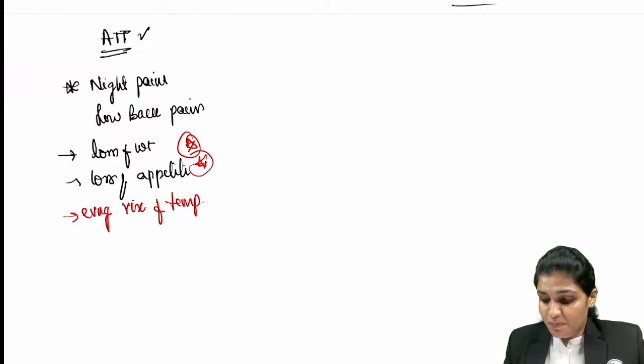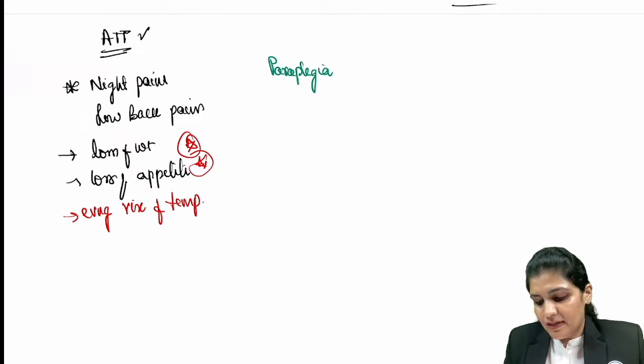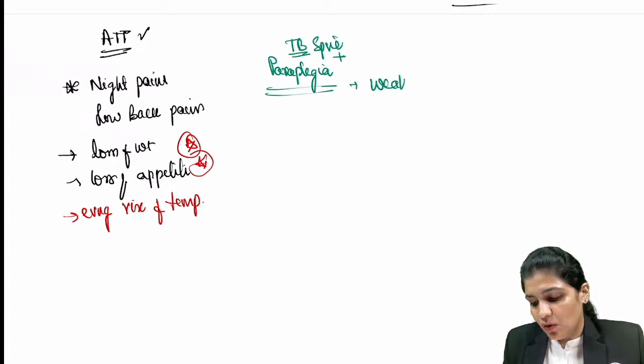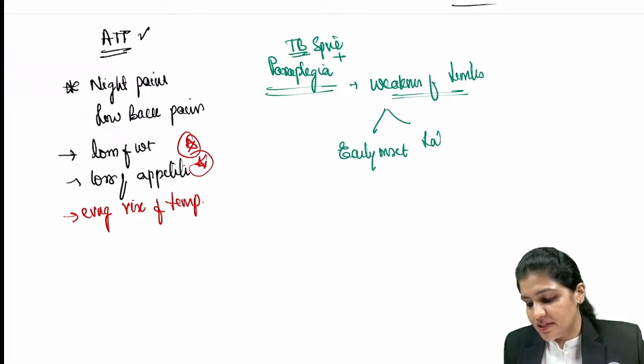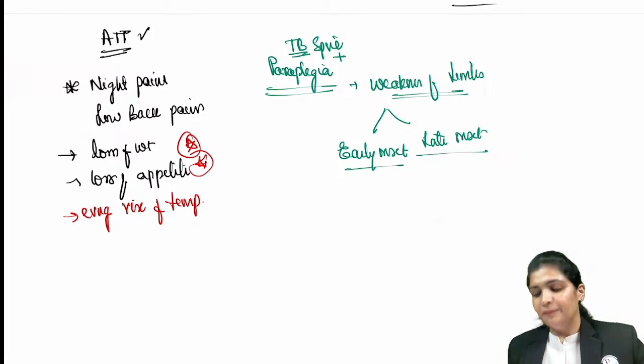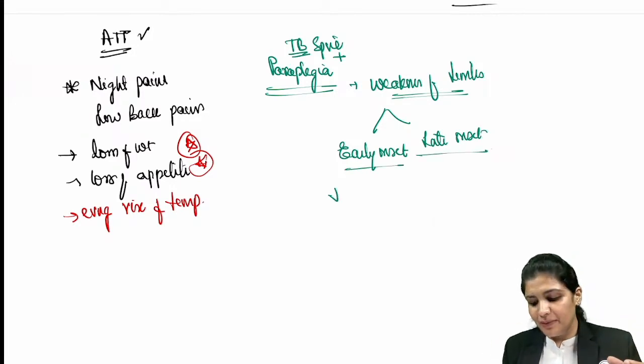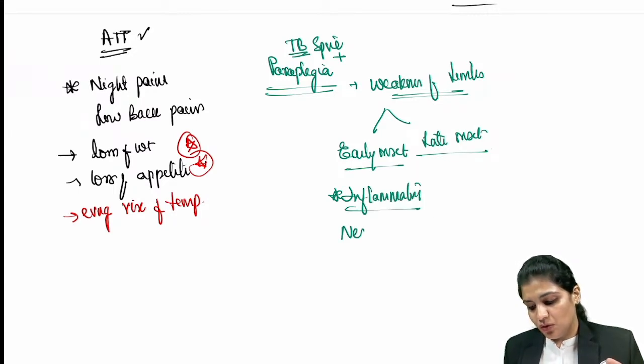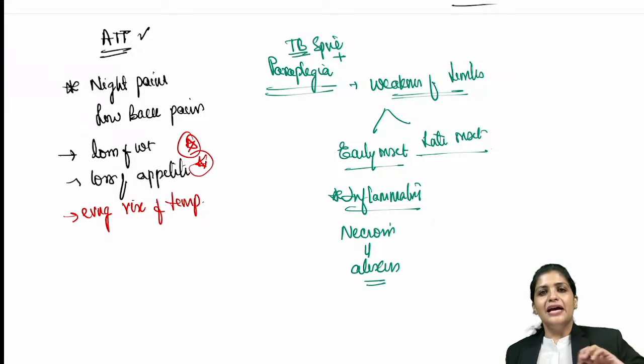right? And this Pott spine or TB spine can be produced with the paraplegia, right? So TB spine with paraplegia, that is the weakness of the limbs. So weakness of the limbs, and here you can see early onset and the late onset of paraplegia, depending upon the condition. So early onset is usually because of the inflammatory process which is occurring there. We have already discussed the inflammation in case of necrosis of the bone, and there will be formation of the abscess. So this will cause some amount of irritation over the nerves, some amount of granulation tissue formation, and hence it will result in paraplegia.